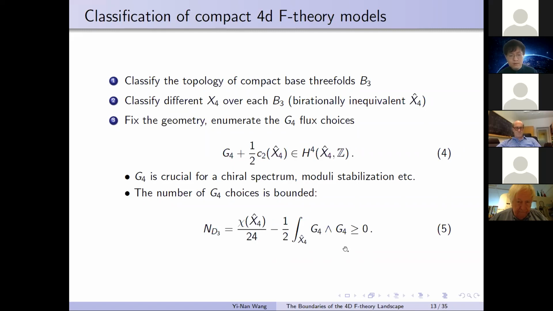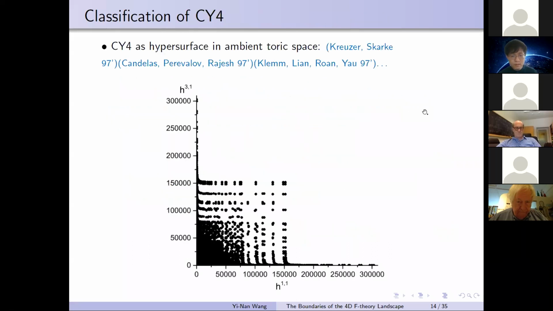So now, if you want to classify all the geometries, then you may wonder what is known mathematically about the Calabi-Yau fourfolds. In fact, even more than 20 years ago, many people have constructed a large number of Calabi-Yau fourfolds as hypersurfaces in ambient 5-dimensional toric spaces. So here in this following plot, this is the so-called Kreuzer-Skarke database of Calabi-Yau fourfolds. Each point here denotes a Calabi-Yau fourfold with different Hodge numbers, and the horizontal and vertical axes are the H11 and H31.